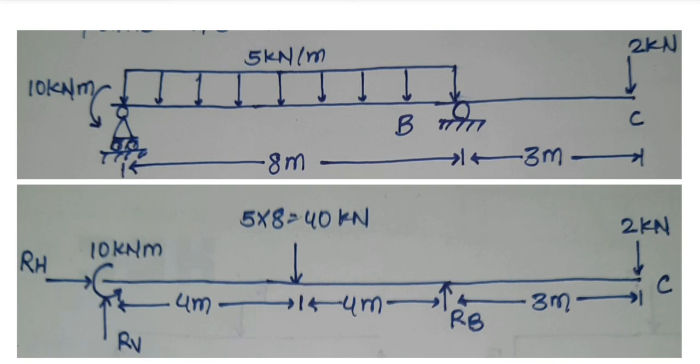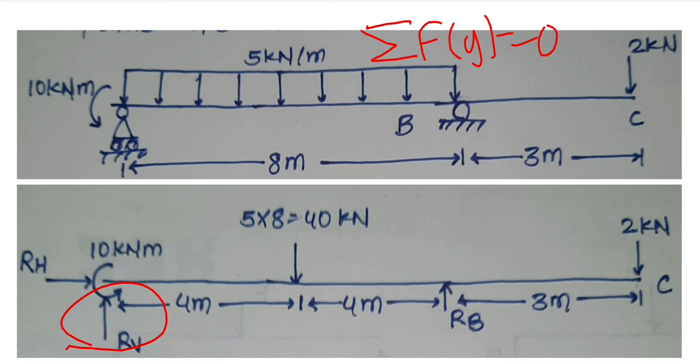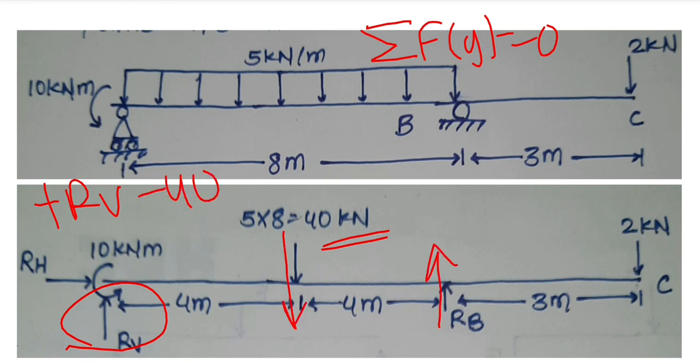Now moving forward, we will consider summation of Fy equal to 0. So see here it is RV. It will be positive RV because it is upward. See here, it is 40 kilonewton moving in the downward direction. So minus 40. There is RB in the upward direction. So plus RB. Okay. And 2 kilonewton in the downward direction.